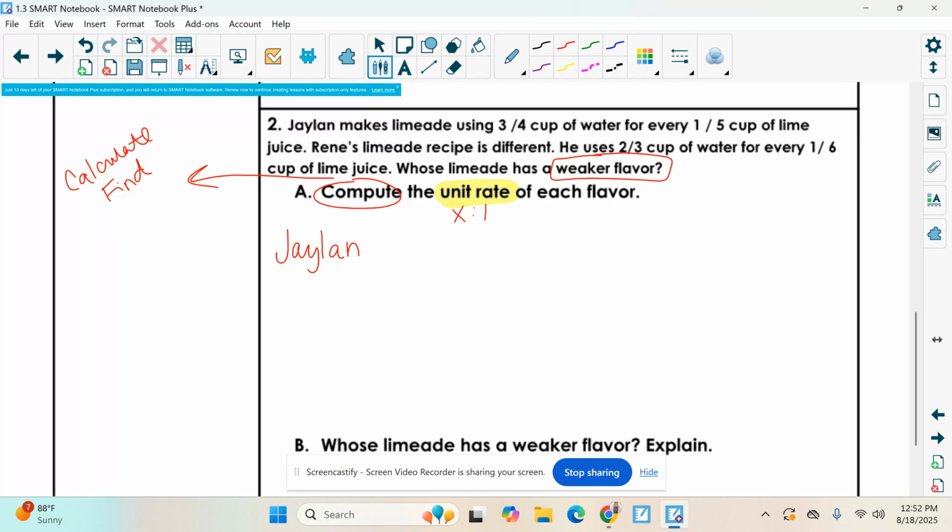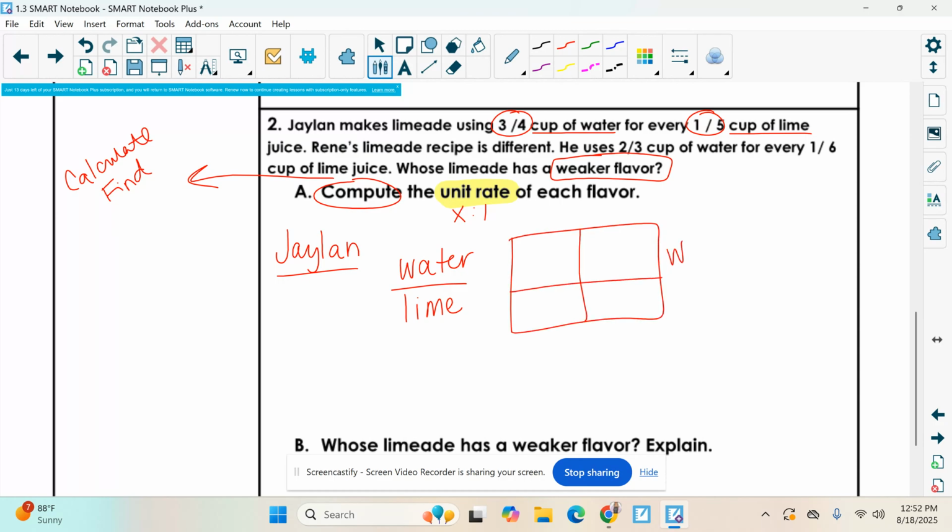Cups of water and lime juice. If you don't know, look for the numbers, and then whatever the numbers are talking about, that's your two labels. Cups of water, cups of lime. So for Jalen, we got water over lime. Water over lime. It has to stay constant. It has to stay the same. So we can't flip our labels here.